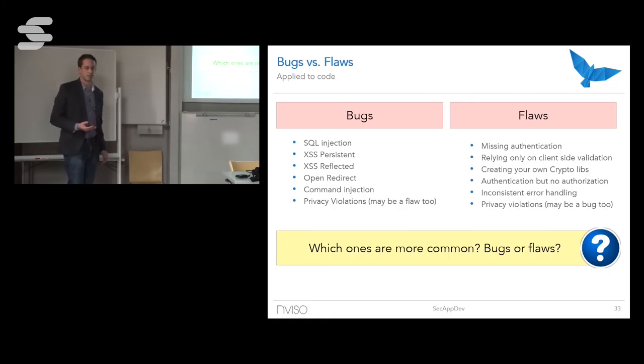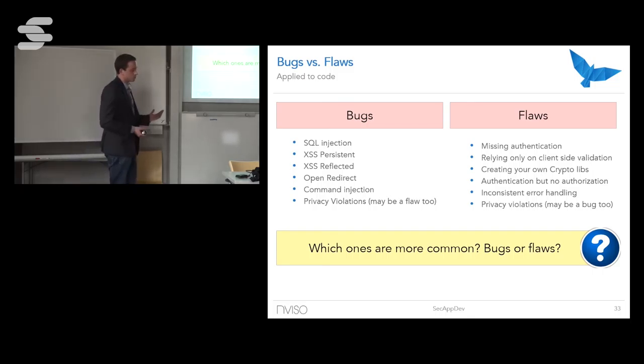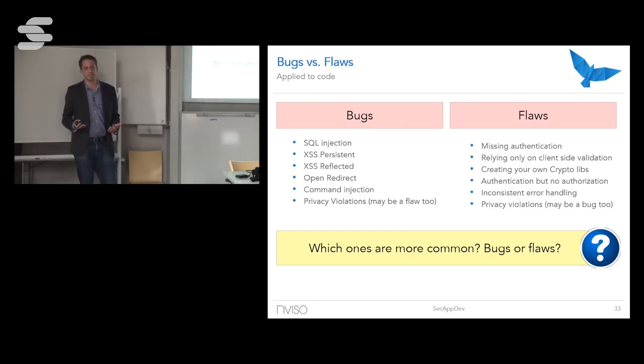Taking that a bit more to the technical level, bugs and flaws in software applications. I think you know most of these categories: SQL injection, persistent cross-site scripting, reflective cross-site scripting, those kinds of things, typical bugs in a web application. What could be the root cause? Well, incorrect input validation. By design, probably, there was the idea to do correct validation of anything that arrives in the application. If that's implemented incorrectly, we're talking about bugs.